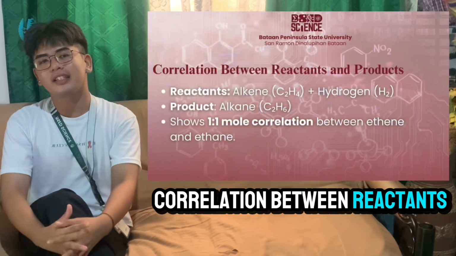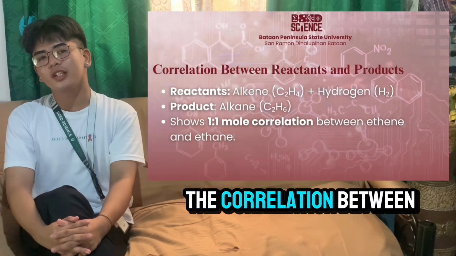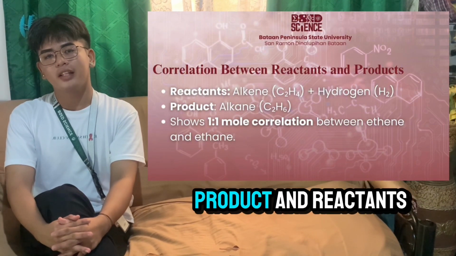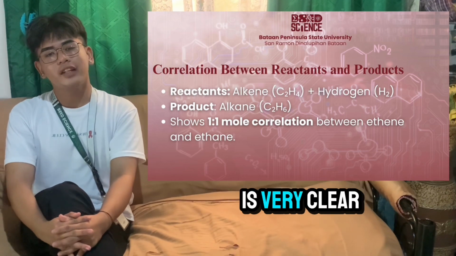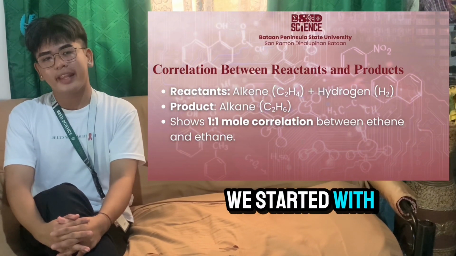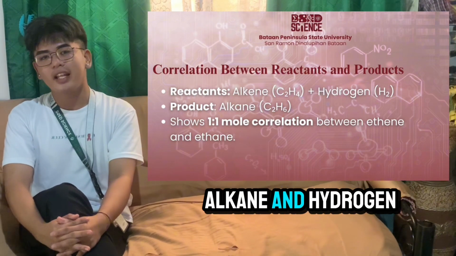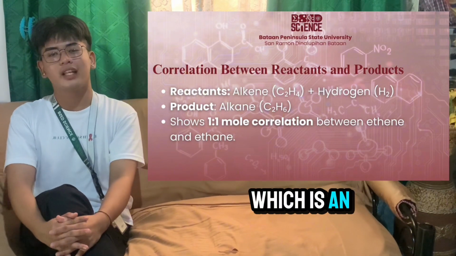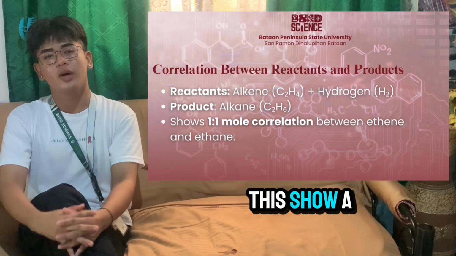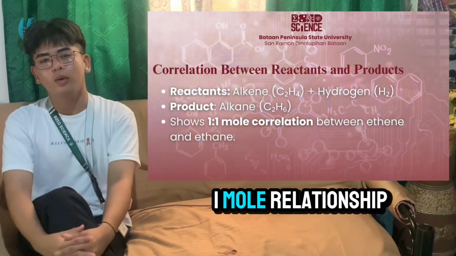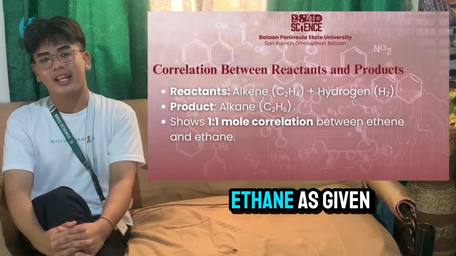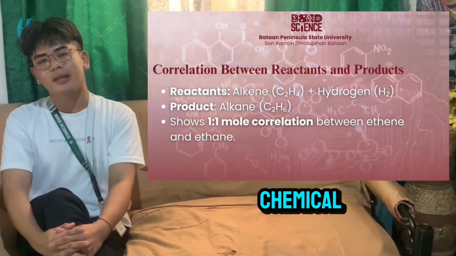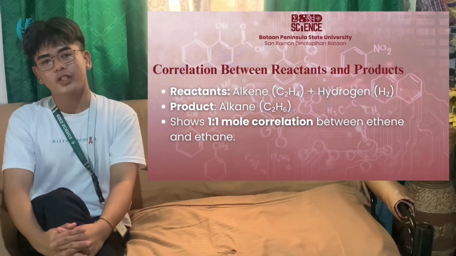Correlation between reactants and products. The correlation between the product and reactants is very clear. We started with ethene, which is an alkene, and hydrogen gas. These two combine to form ethane, which is an alkane. This shows a direct 1:1 mole relationship between ethene and ethane, as given by the balanced chemical equation.